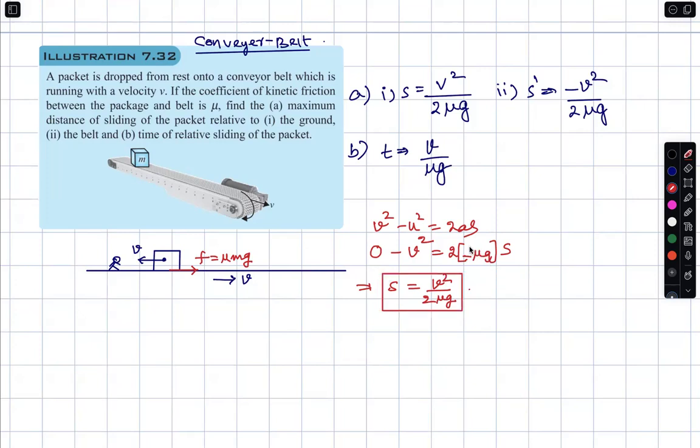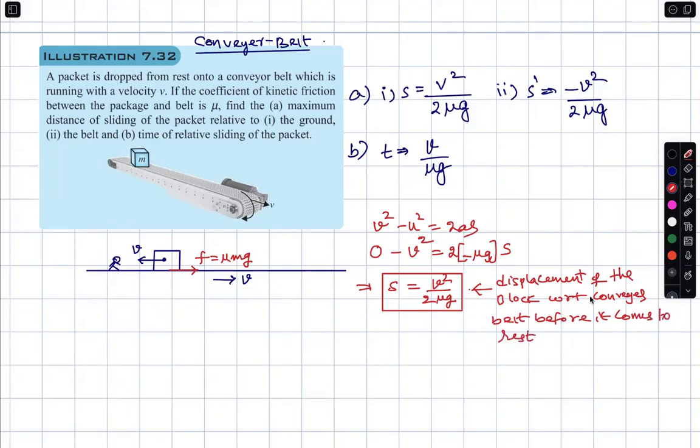That is the first part of my question. Remember, what is this? Displacement of the block with respect to the conveyor belt before it comes to rest.